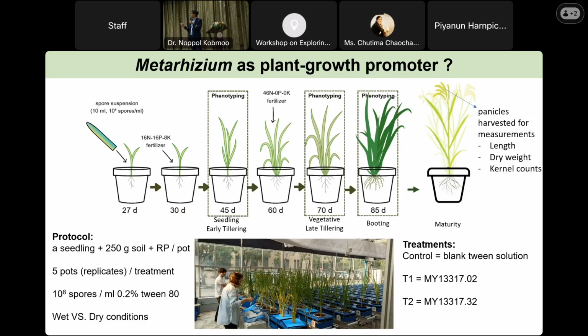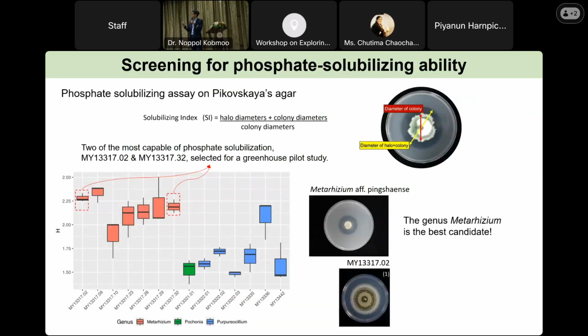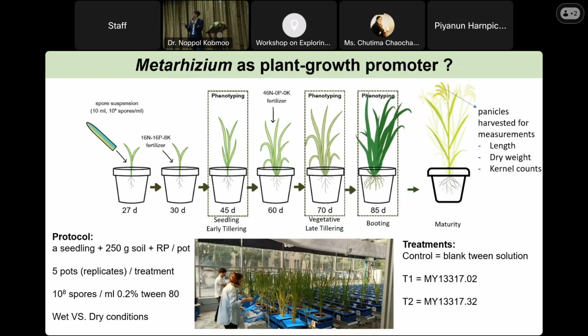So actually, we picked randomly two of the best strains, the MY 12317.02 and 0.32, to try to make some tests at the greenhouse scale. So we grow rice in sterilized autoclave soil and inoculate our candidate strains when we grow them, compared to the control where we don't inoculate anything.